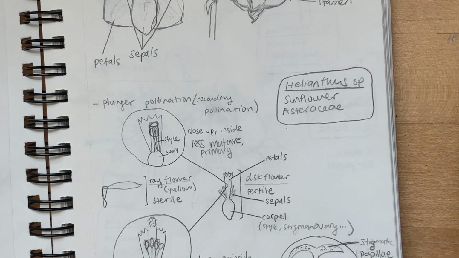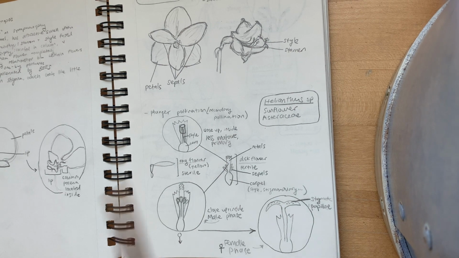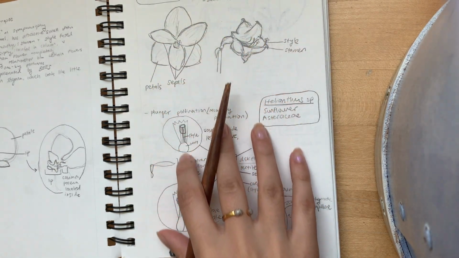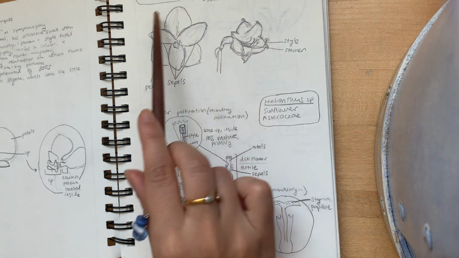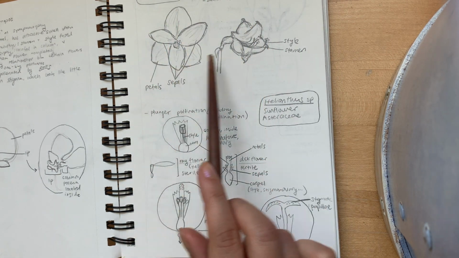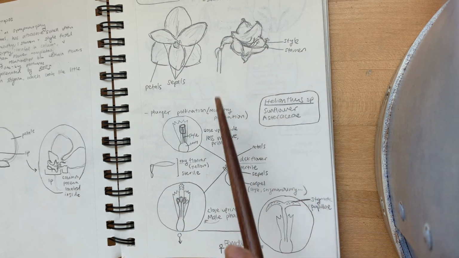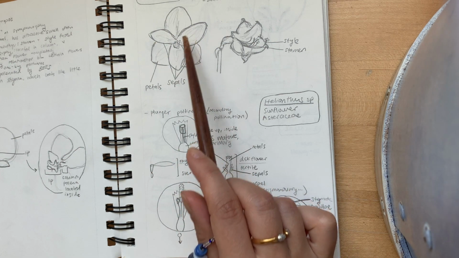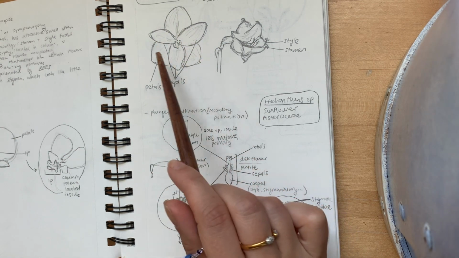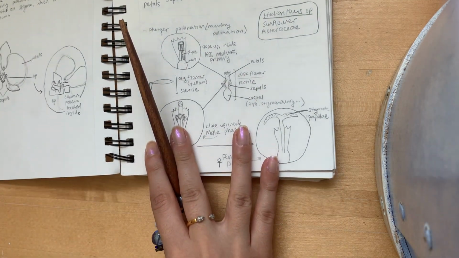Let's come back out. Here we have a couple different flowers. You can see an amaryllis, the common name of this, and here you can see the style as well as the stamen, and the petals and the sepals, so you can see the difference in the placement of those.